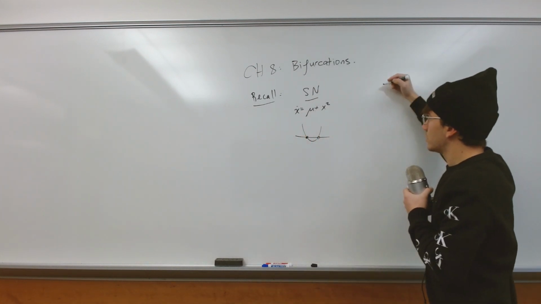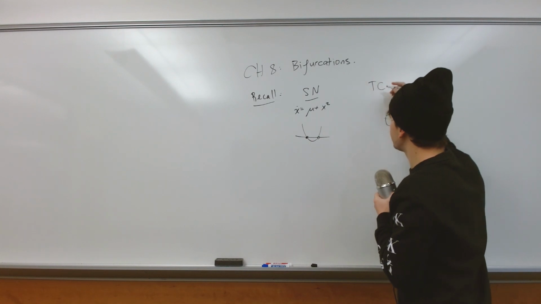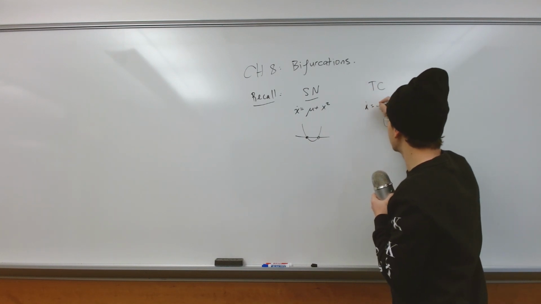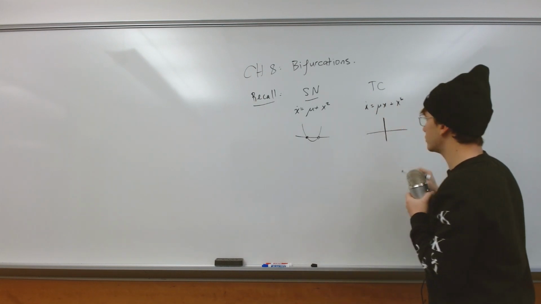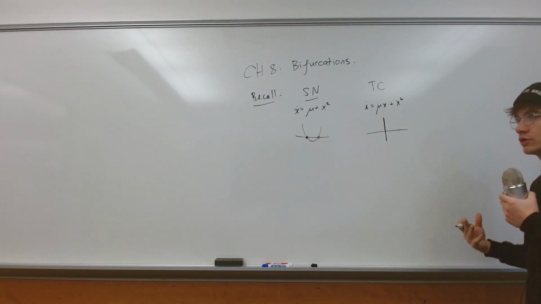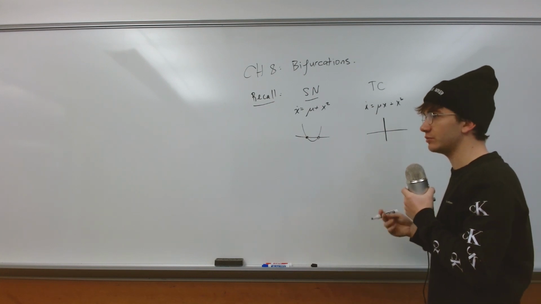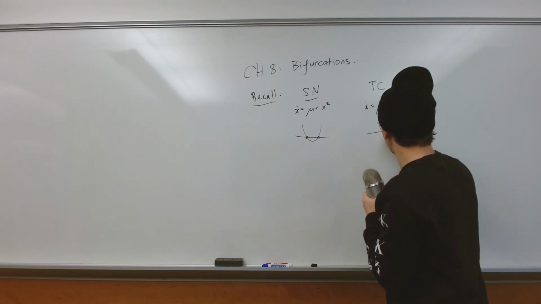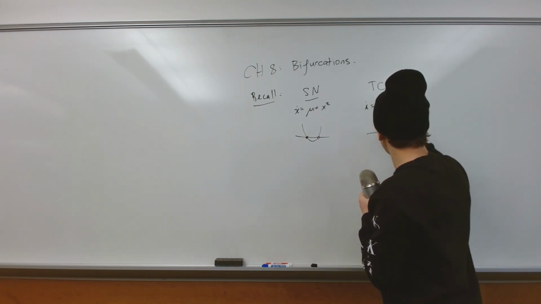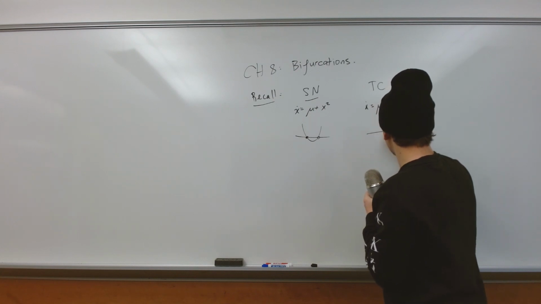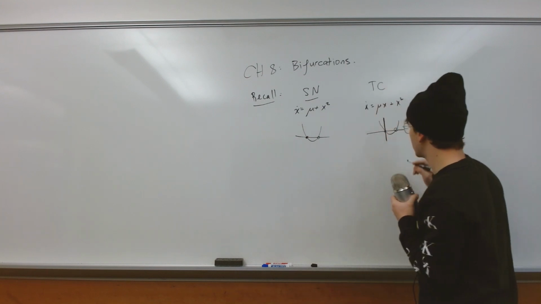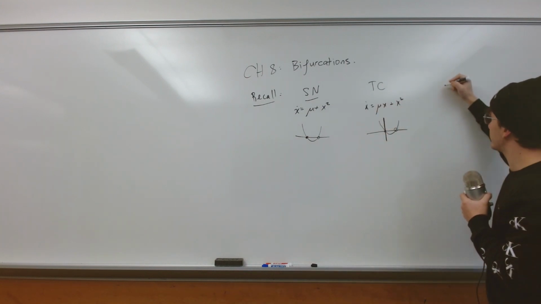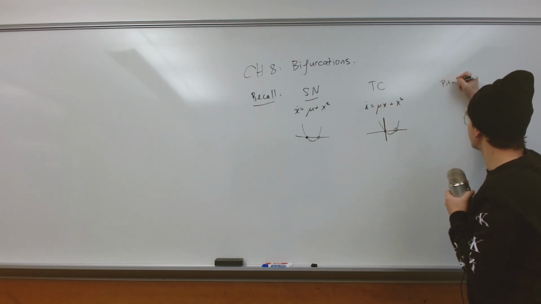Then the transcritical, which will be x dot is equal to mu x plus x squared. And here in the transcritical, remember that one of the fixed points just changes stability but is never destroyed. Okay, so this is going to be something like this, right? And then we have pitchfork bifurcations.